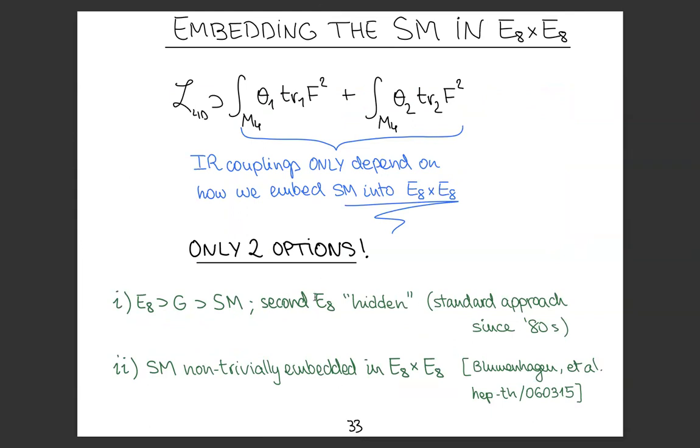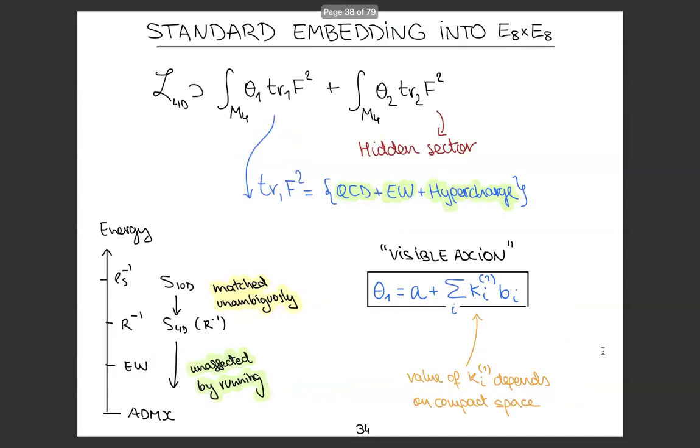Either we take the standard approach, we take the standard model, we put it into an SU(5), E6 subgroup or whatever subgroup of E8, leaving the second as a hidden sector, or we take the standard model and we have a non-trivial embedding of the SU(3)×SU(2)×U(1) gauge symmetry of the standard model into E8 × E8. So these are the two options that we have.